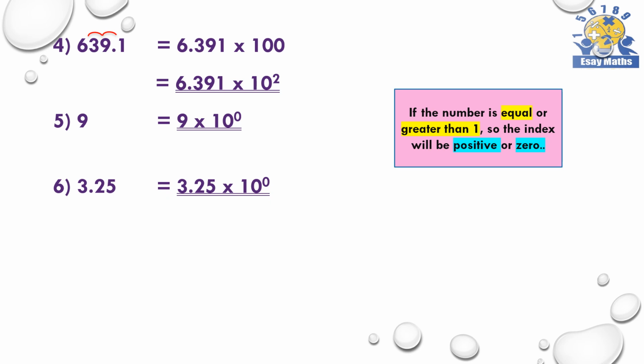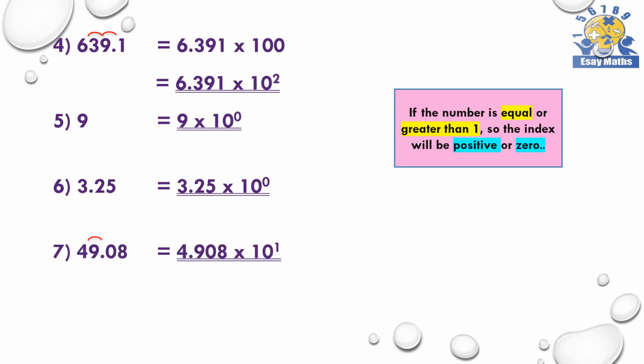Next one, 3.25. Yeah, it's less than 10. Then no need of doing the changes, but it's not in scientific notation, it's in general form. Now you should express it in scientific notation. Then the answer is 3.25 into 10 to the power 0.